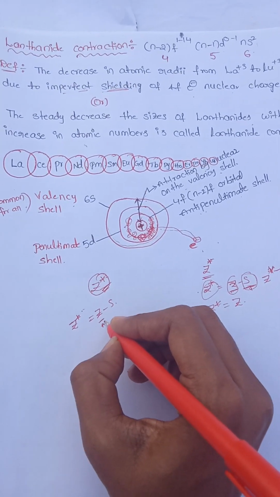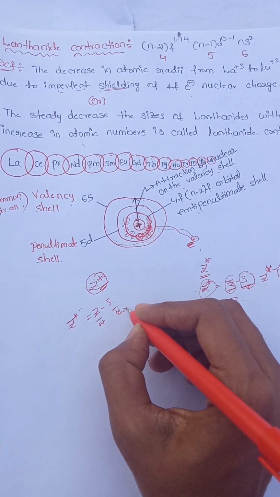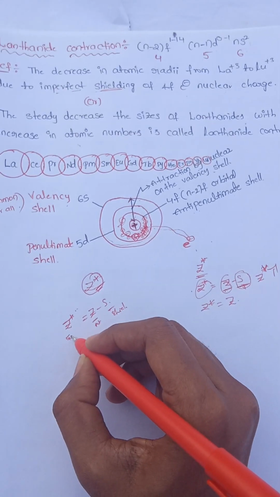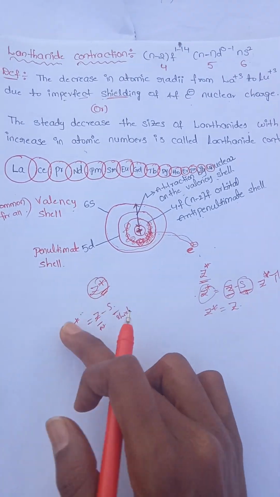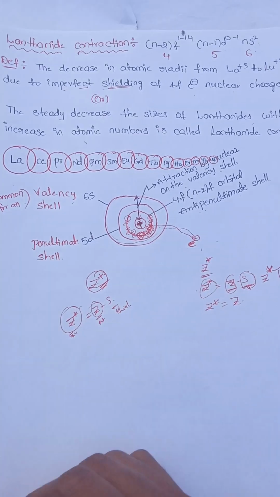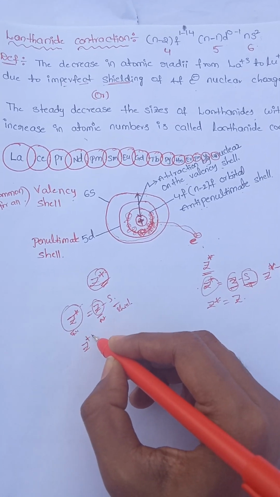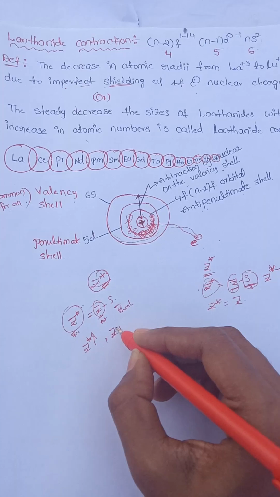Z is the atomic number, S is the poor shielding effect, Z star is the effective nuclear charge. From lanthanum to lutetium, effective nuclear charge increases, and atomic number also increases.